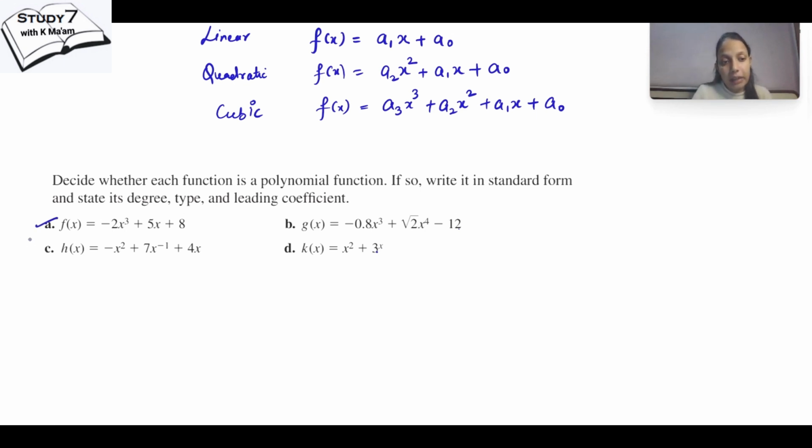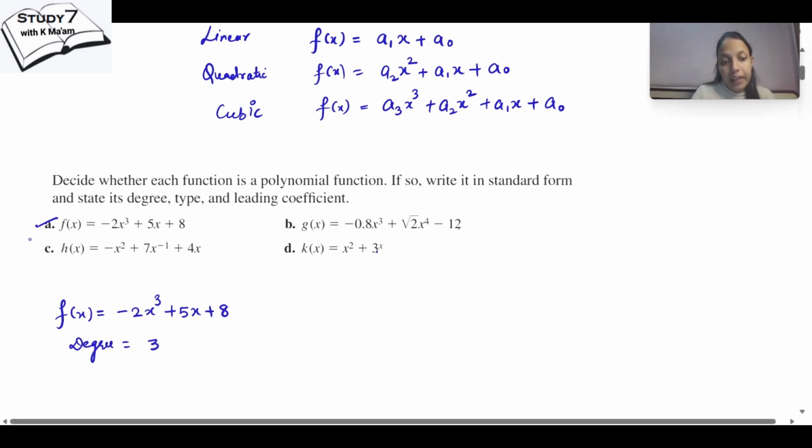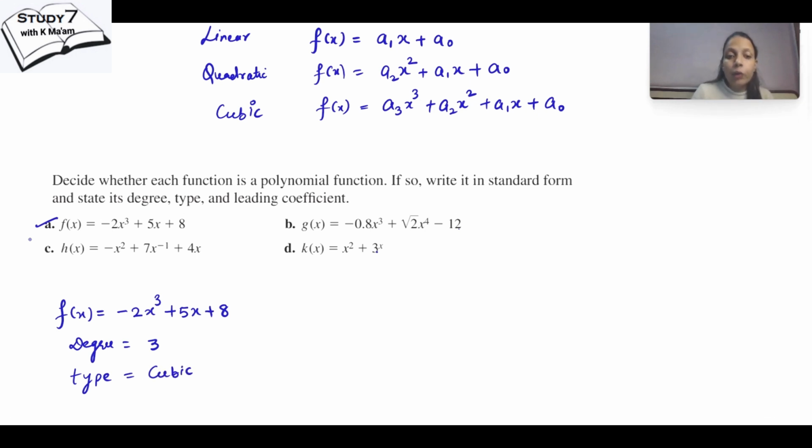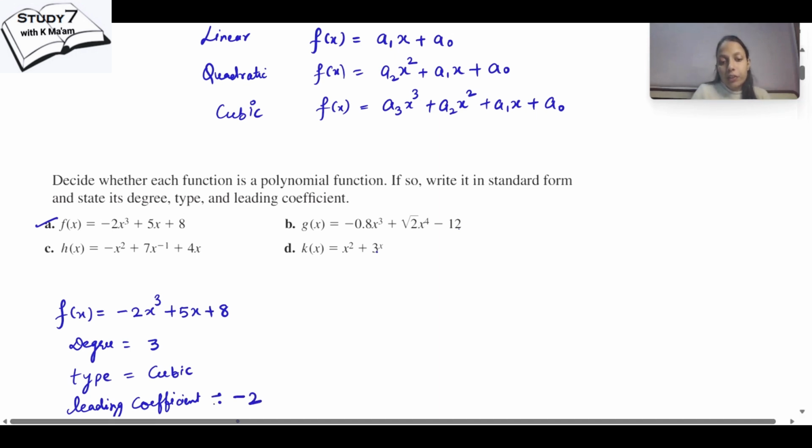Let's start with part A. Here they are saying write in standard form. It is already in standard form, you don't need to redo it. It's negative 2x cubed plus 5x plus 8. State its degree. So the degree is 3. Type: degree is 3, so it is a cubic polynomial function. And then the leading coefficient is minus 2. Minus 2 is the leading coefficient here.